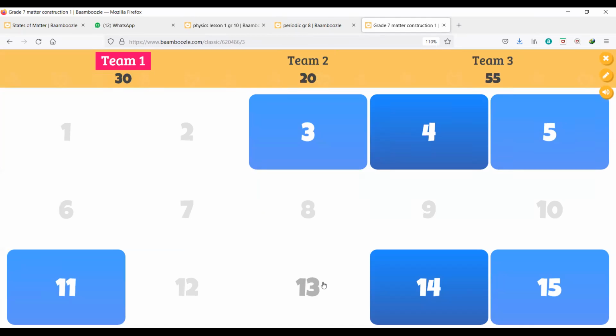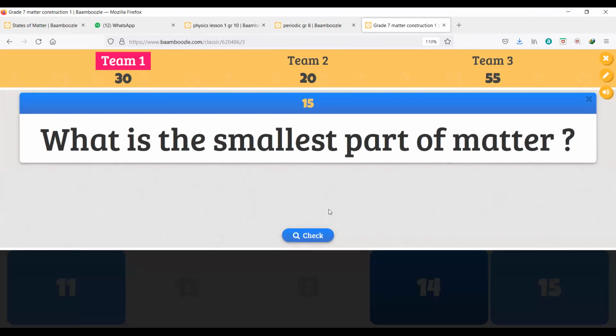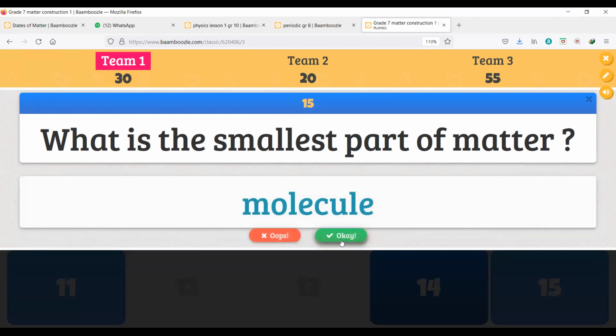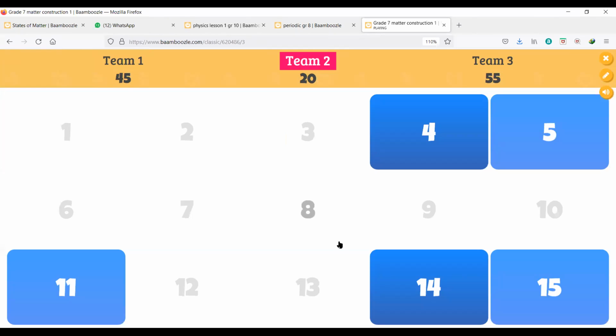Number 3. What is the smallest part of matter? It's a gifted question as well. What is the smallest part of matter? Molecules. Molecules. Yes. Very good. And Tuqa Ahmed, team 2.